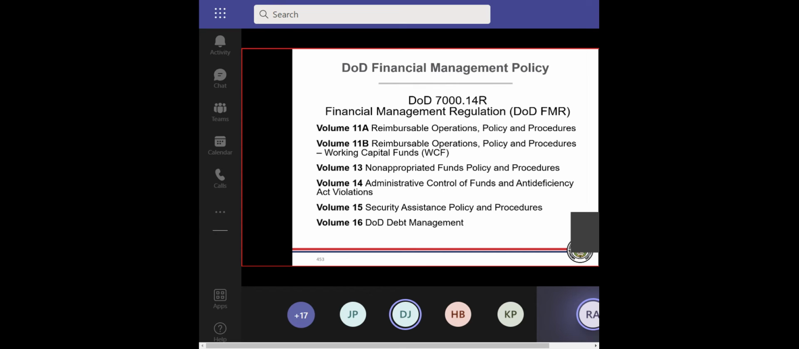Volume 15, foreign military sales, security assistance policy and procedures. And then the last one there, Volume 16, debt management, DoD debt management. So those are some outside things I guess you need to think about.